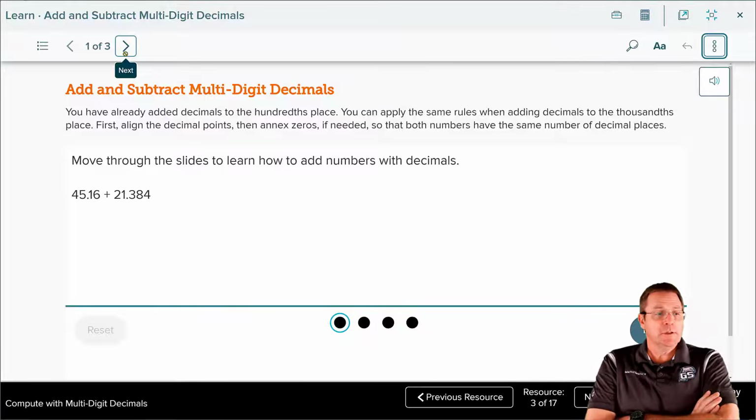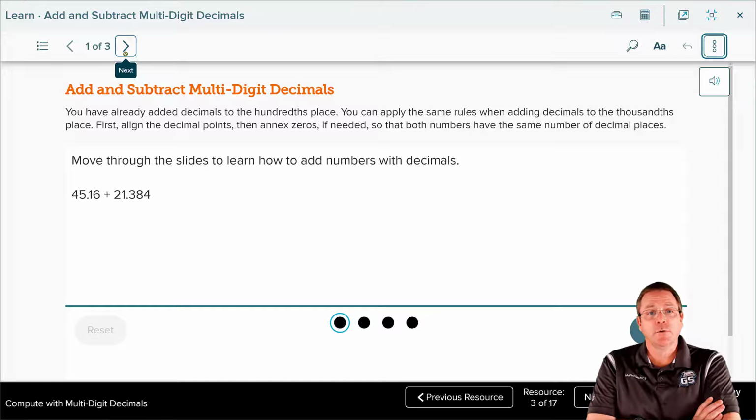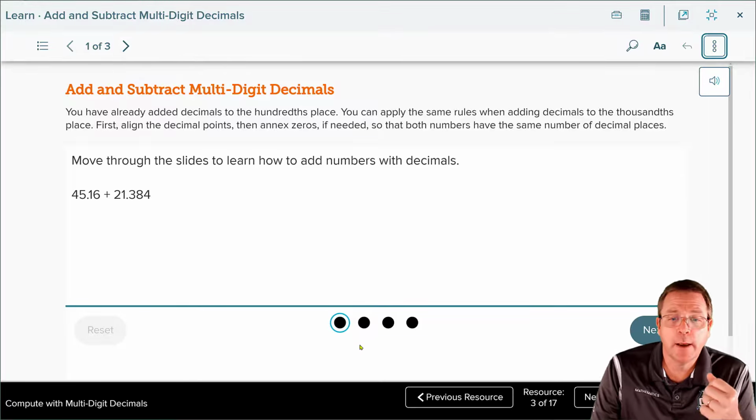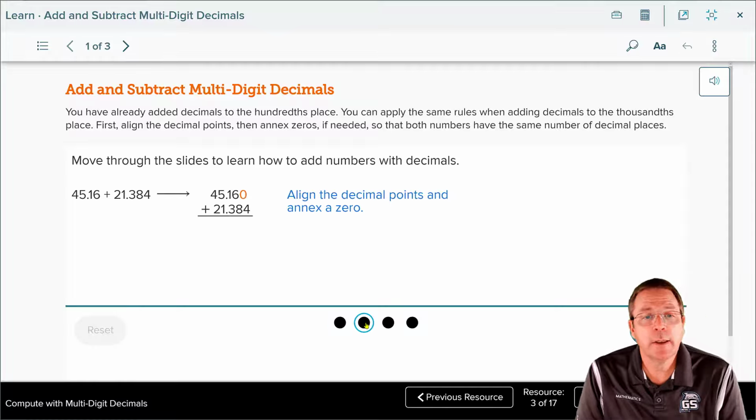The textbook says you have already added decimals to the hundredths place, and you can apply the same rules when adding decimals to the thousandths place. First thing we're going to do is align the decimal points just like we've already done. Then we're going to annex zeros just like we've already done. And then we're going to add them up and bring the decimal straight down. And it's going to look something like this.